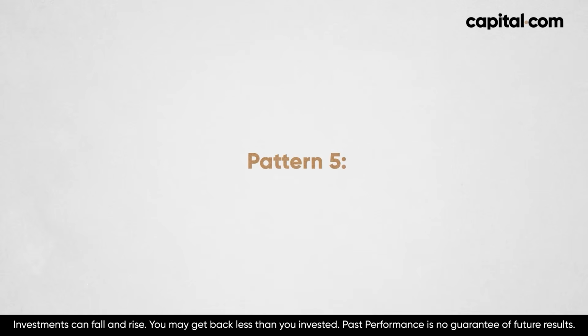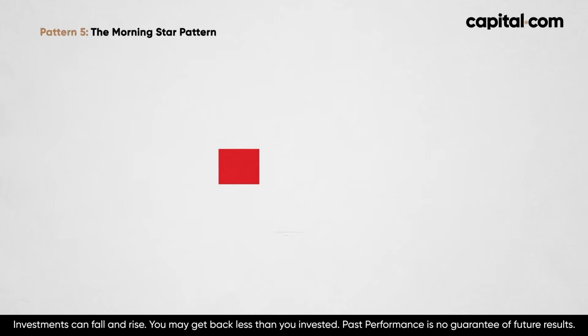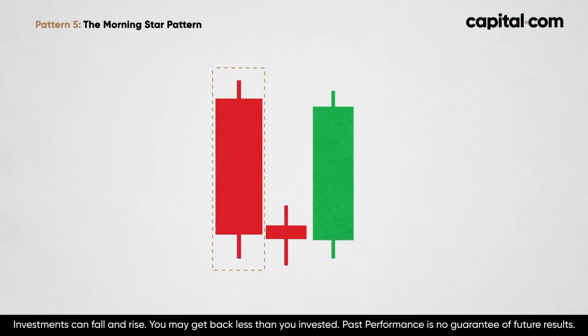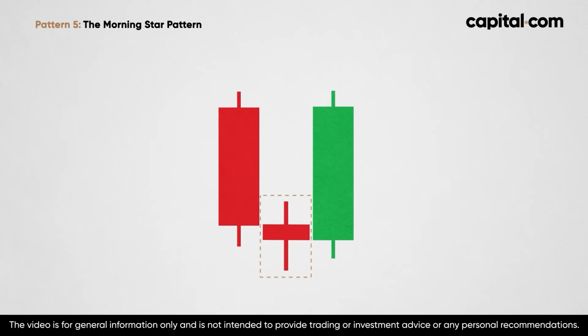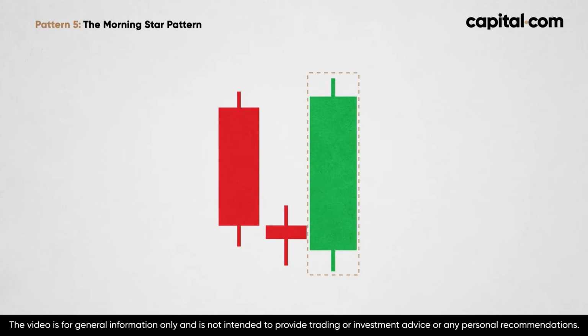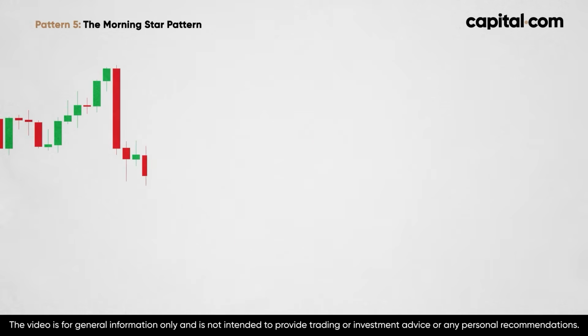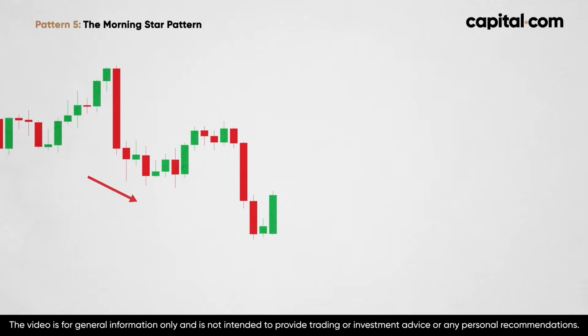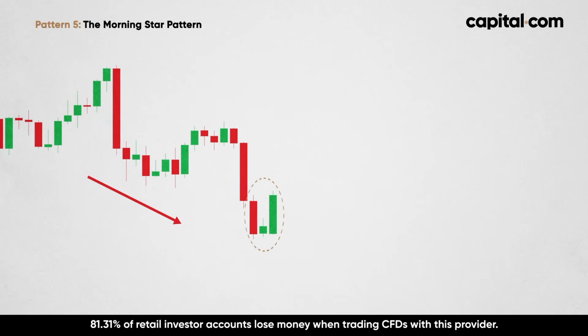Pattern 5. The morning star pattern. The morning star is a 3-candle pattern. The first candle is a large, full-bodied red candle. The second candle is a small-bodied candle of any color. The third candle is a large, full-bodied green candle. The morning star is a bullish reversal pattern. It typically appears in a downtrend, and it often signals that the price is ready to turn upward.